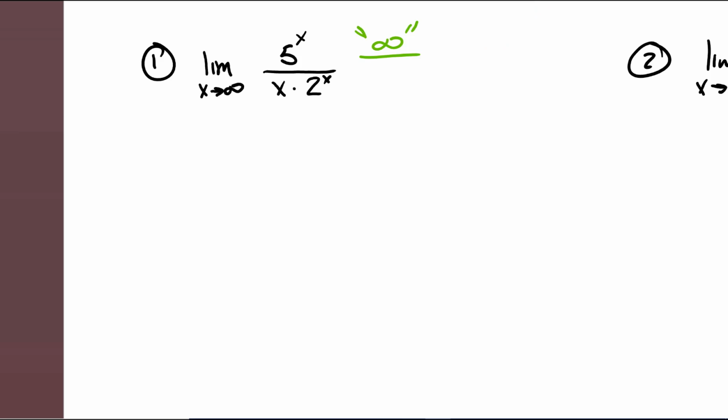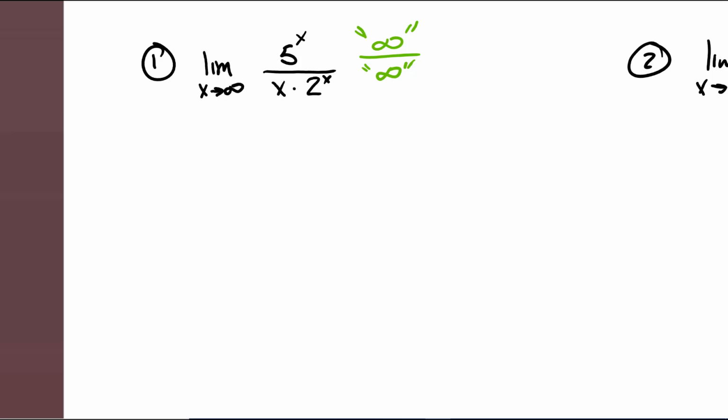And then what about down below? Down below, do you think that's going to go anywhere? So when you plug the infinity into the x, and I mean, you're not really plugging it in, that's infinity. And then this, that's infinity. So it's infinity times infinity. It's really, really infinite. It's just big. Okay, we got infinity over infinity. It means L'Hopital's is ready to go.